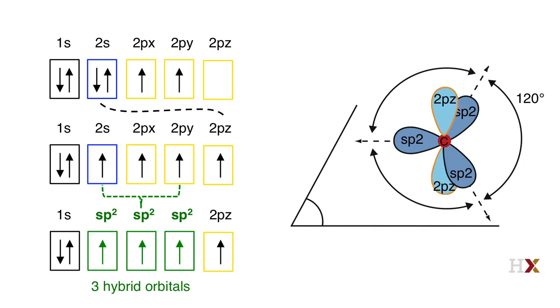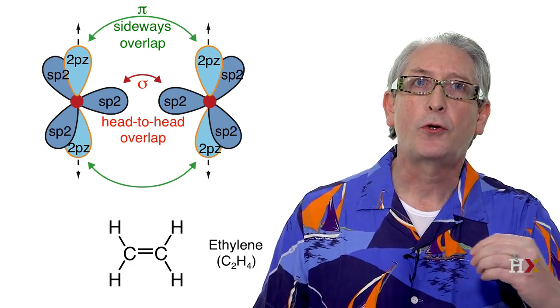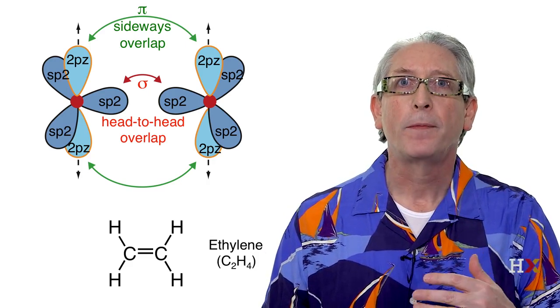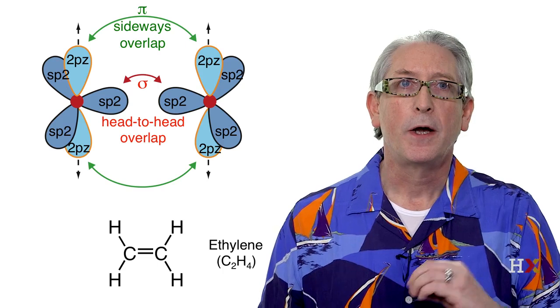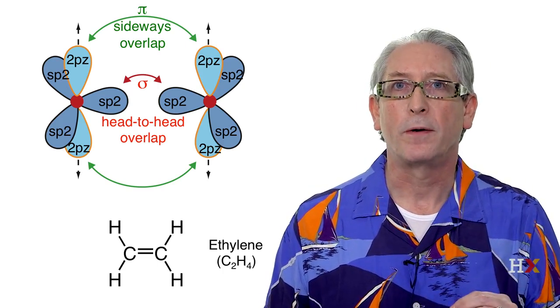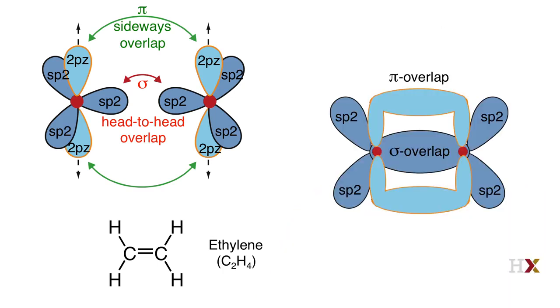To make ethylene, 2 trigonal structures come together. 2 sp2 orbitals fuse head-to-head to form a sigma covalent bond between the 2 carbons. The sideways overlap of the 2 2pz orbitals leads to the formation of a new covalent bond called a pi bond between the 2 carbons.